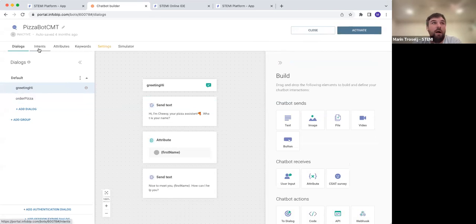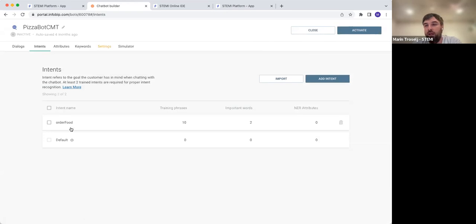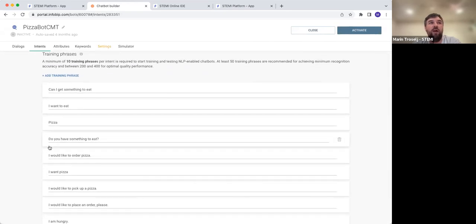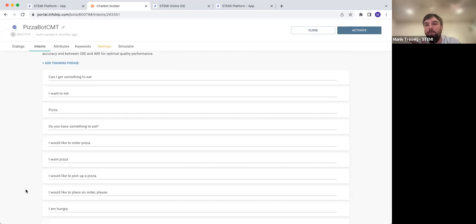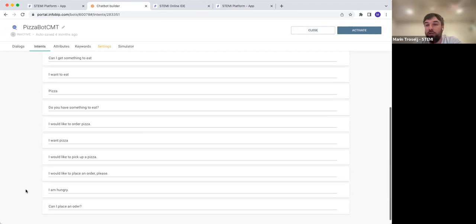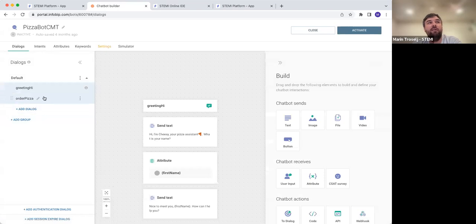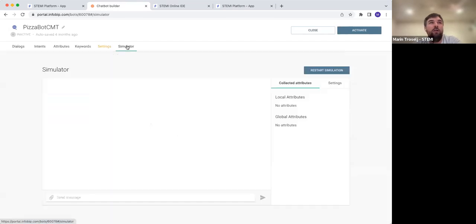Then, this is an AI-powered chatbot, so you can define intents. For example, when a customer wants to order food, we can define the different phrases a person might write to say they're hungry or they want to order something, and then kids build different dialogues. When they're done with their work, or at any given moment, they can open a simulator and test out what they've just built.